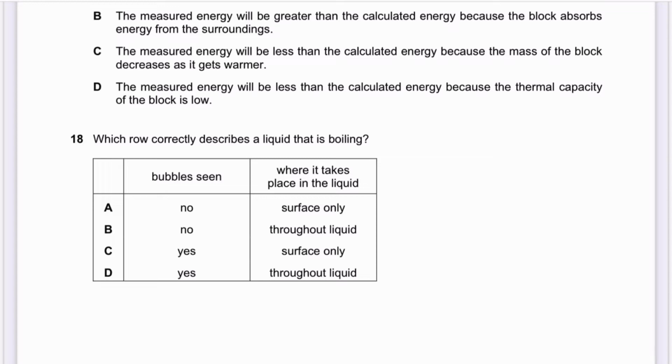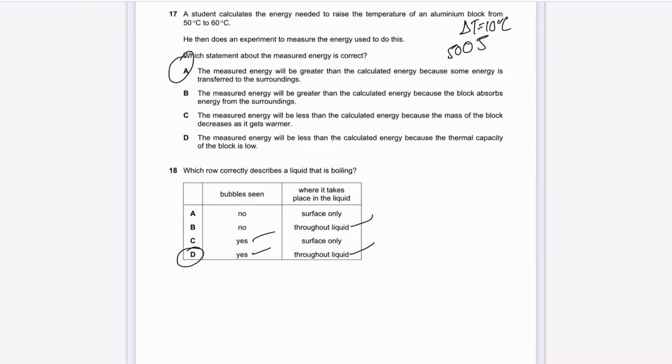Now, there's a difference between evaporation and boiling. Evaporation takes place at all temperatures. Boiling takes place only at a specific temperature. Boiling takes place throughout the liquid, and evaporation takes place at the surface only. Because boiling takes place throughout the liquid, we will see bubbles. If it were only taking place at the top of the liquid, bubbles won't form. But at the bottom, the liquid is being converted to gas, so that gas comes up to the surface in the form of a bubble. So 18 is D.